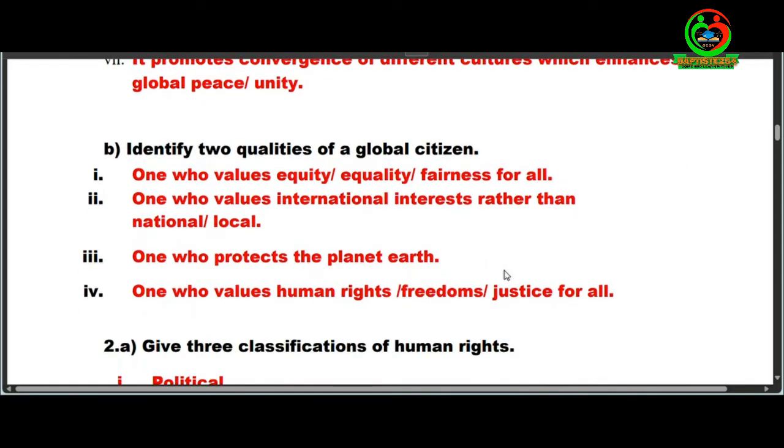B. Identify 2 qualities of a global citizen. One who values equality, fairness for all. One who values international interest rather than national or local. One who protects the planet Earth. One who values human rights, freedom, and justice for all.